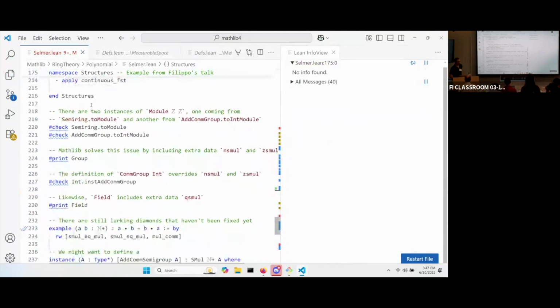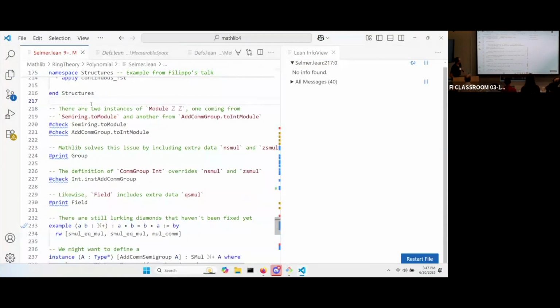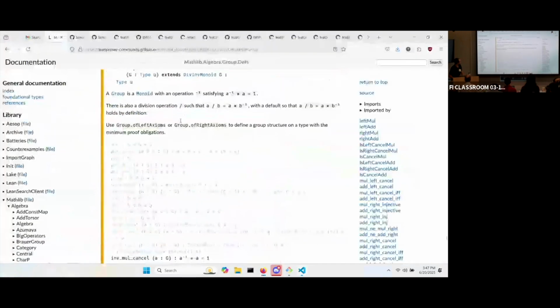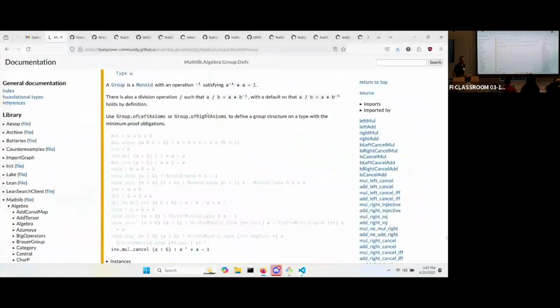So I want to give one last example of a diamond. The reason why I want to give this example is if you've ever looked up the definition of a group in Mathlib, you'll see that it's terrible. Usually a group is multiplication, identity, a few axioms. Here, a group is multiplication, identity, how to raise elements to natural numbers, how to invert, how to divide, because that's not so obvious, but of course it's equal to A times B inverse, how to raise elements to integer powers, and some axioms about that. So the definition of a group in Mathlib is terrible.